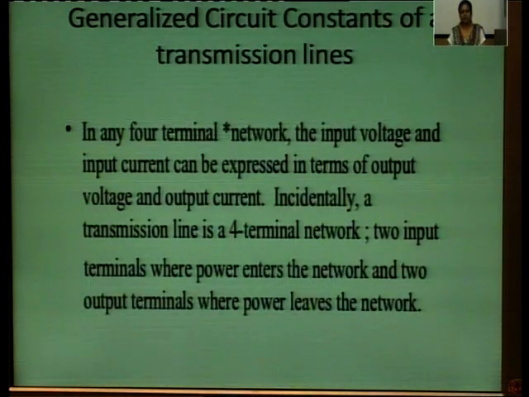Now next comes the generalized circuit constants of the transmission line. In any four terminal network, input voltage, that is the sending end voltage, and the sending end current, input current, can be expressed in terms of output voltage and output current. Incidentally, a transmission line is a four terminal network, with two input terminals where power enters the network, that is the sending end, and two output terminals where power leaves the network, that is the receiving end.